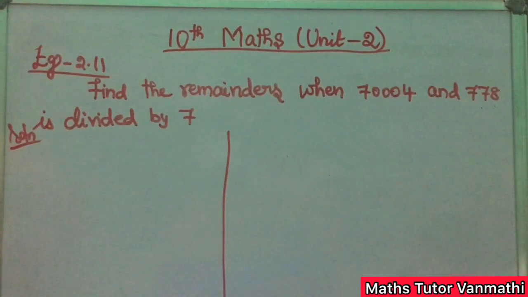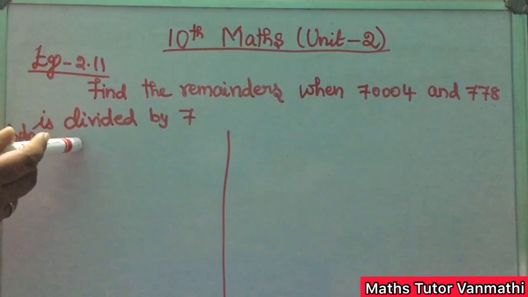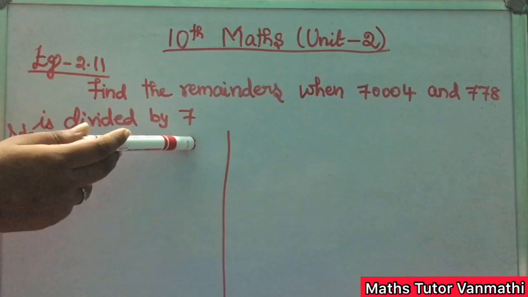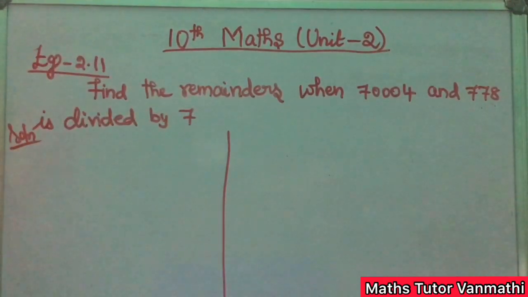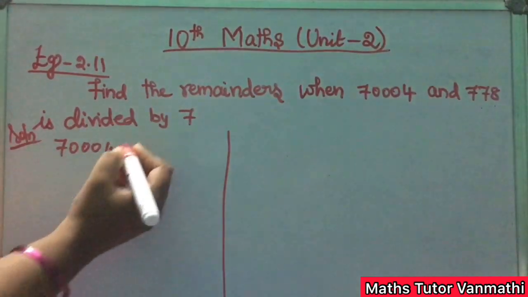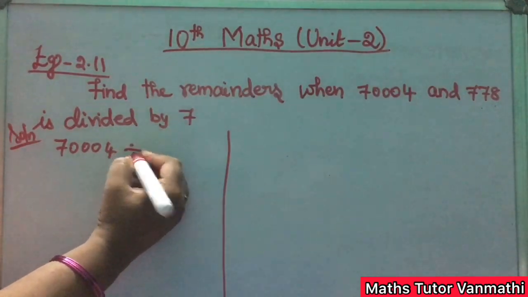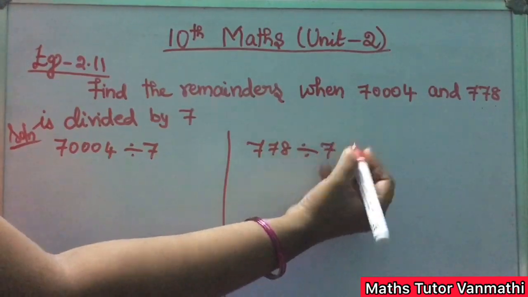Example 2.11. Find the remainders when 70,004 and 778 are divided by 7. Two numbers they have given, and both are divided by 7 only. So we have to find the remainders. First is 70,004 divided by 7, and again here 778 is divided by 7.